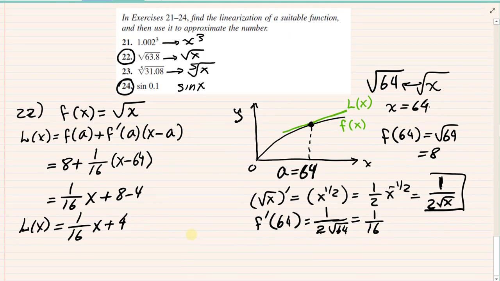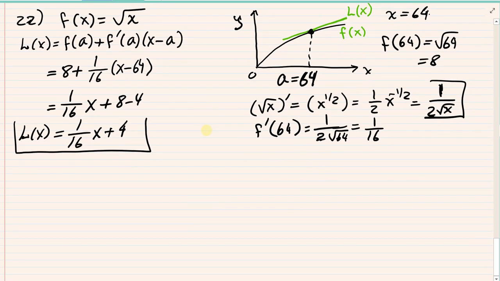Okay, so how is this going to help us now? Well, I want to find the square root of 63.8, right? So the value at x equals 63.8.